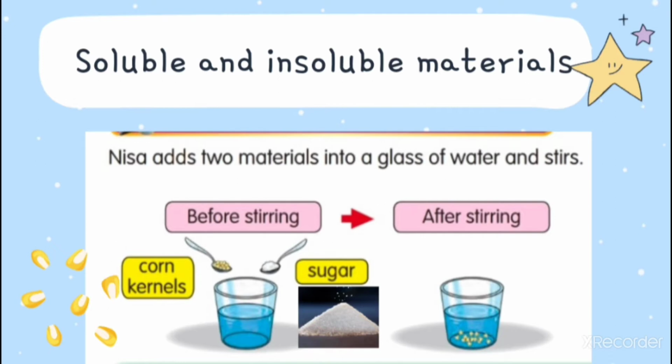Okay. Nisa adds 2 materials into a glass of water and stirs. Okay. Nisa adds corn kernels, okay, bertih jagung, and then sugar, okay, gula, in the water. And then she stirs the water. Okay, dia kacau. What happened after that? After stirring, look, okay, the corn kernels are still there. Okay, you can see the corn kernels.